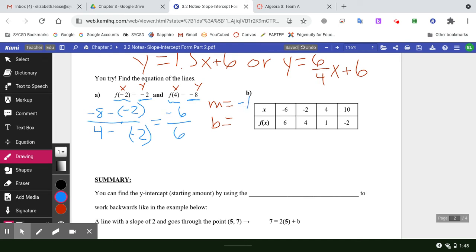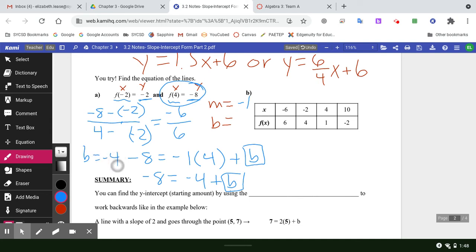Then we can choose either point to help us work backwards and solve for the starting point. So I'm going to use the second point right here. So y is -8, my slope is -1, x is 4, and I'm trying to solve for the value of b. So -8 equals -4 plus b. So that means b must equal -4. And that makes this equation that of the line that goes through these 2 points, y equals -x minus 4.